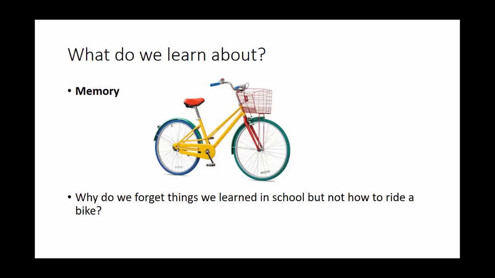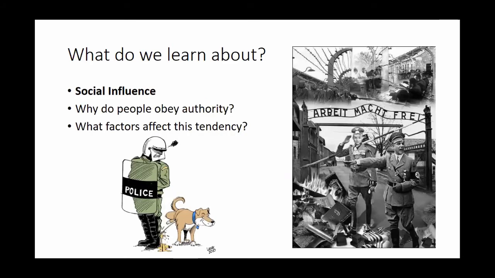We look at memory specifically. Why is it that you don't forget how to ride a bike, yet you can't remember what you had for dinner last Thursday? We look at the influence of others around us. A lot of this came out of the Second World War, looking at how Nazis could have been told to do things and not complained and not decided they were going to rebel. A lot of that research was quite influential in our understanding of how we obey or disobey authority.